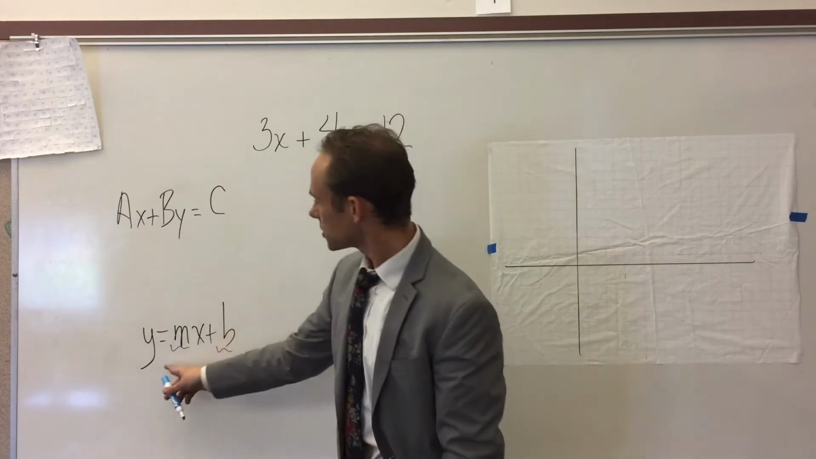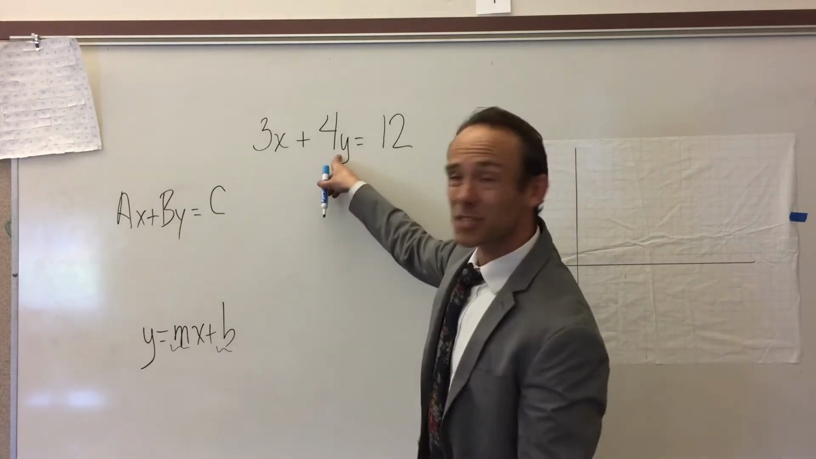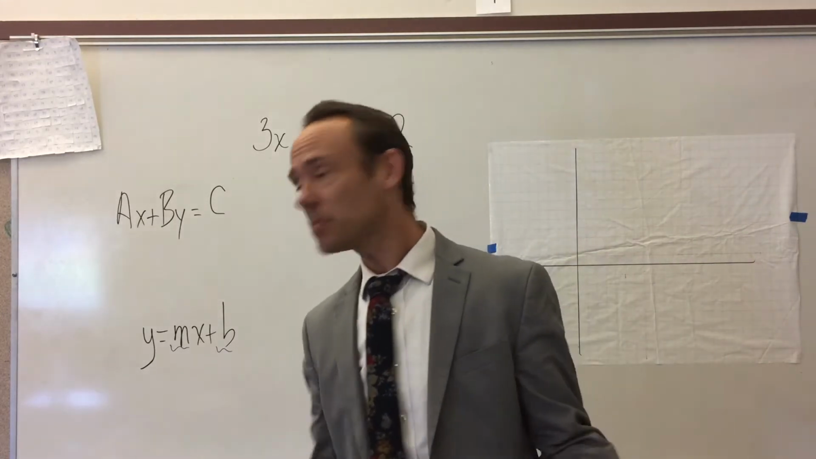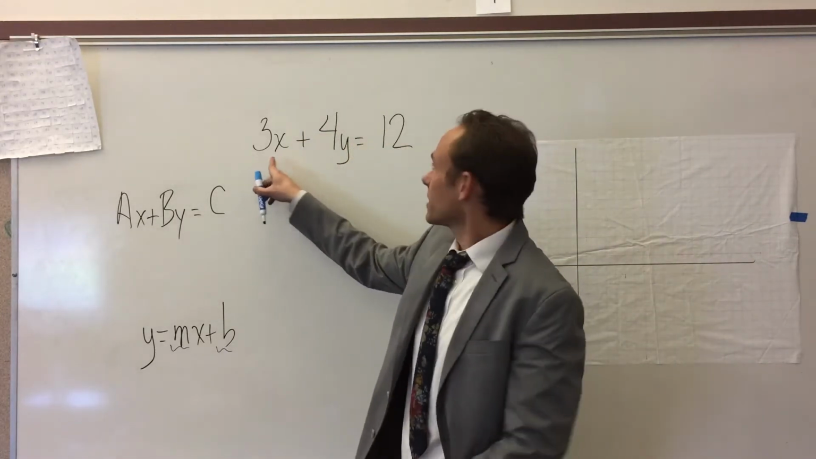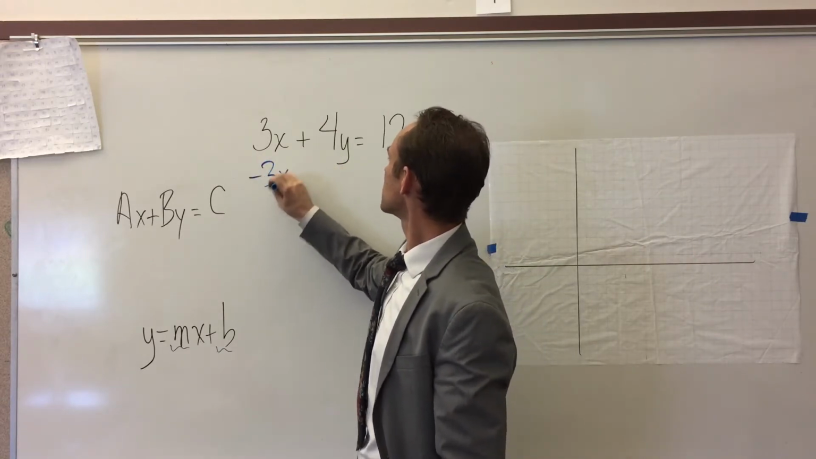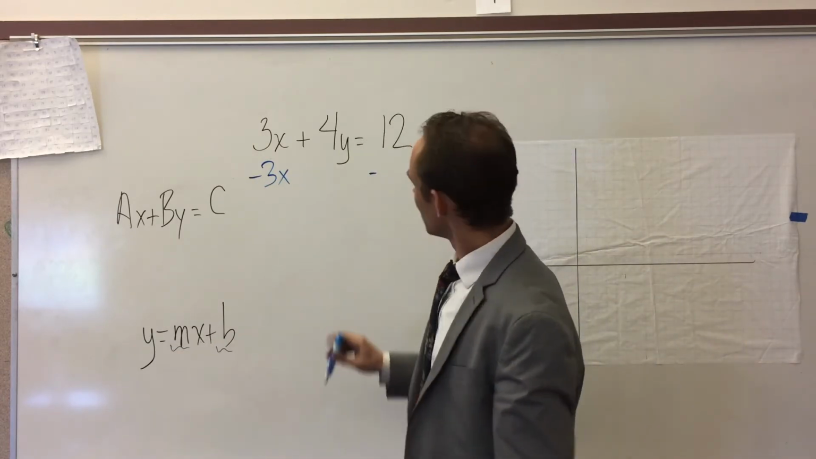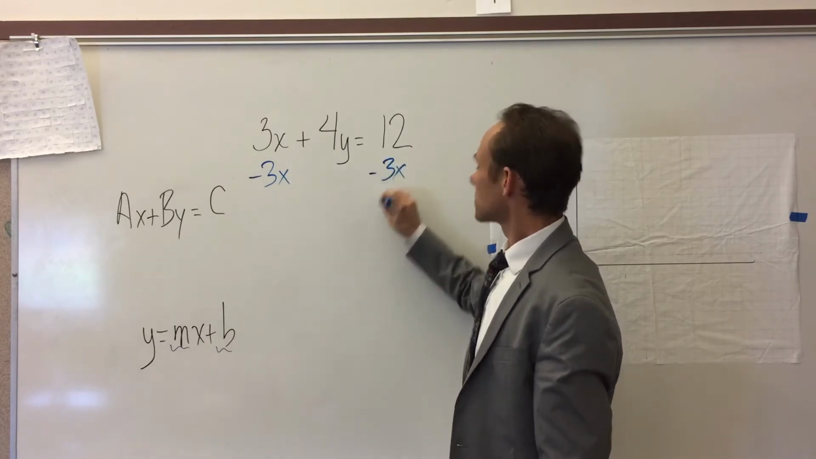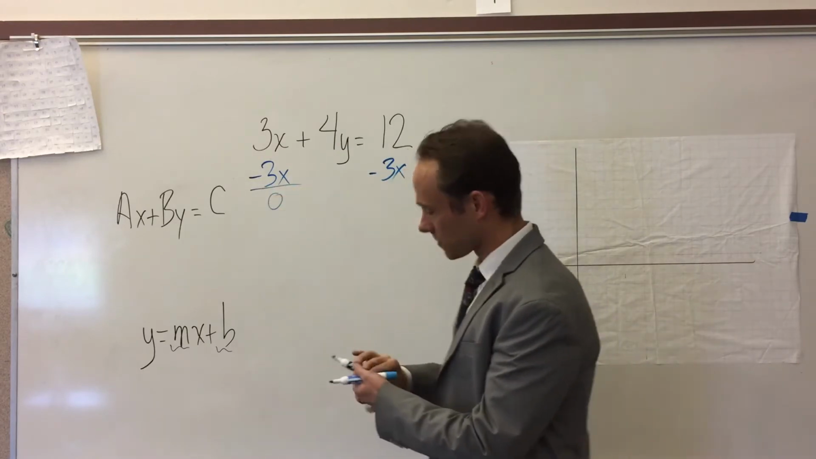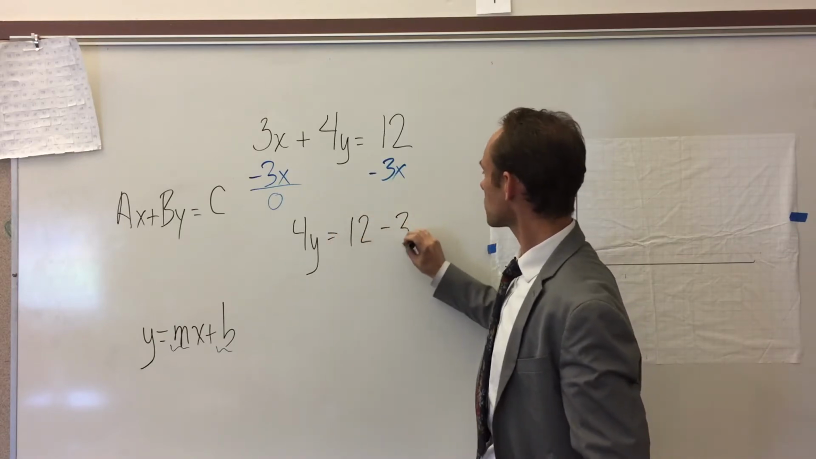So, let's first do some old school symbol manipulation, which means we're going to isolate this variable by doing the opposite of everything other than our variable. Right now we're adding 3x's, so I'm going to subtract 3x's. The beautiful thing about an equation is balance, and I just upset the balance, so I need to subtract 3x's from both sides, because this gets me 0. Now I'm left with 4y is equal to 12 minus 3x.